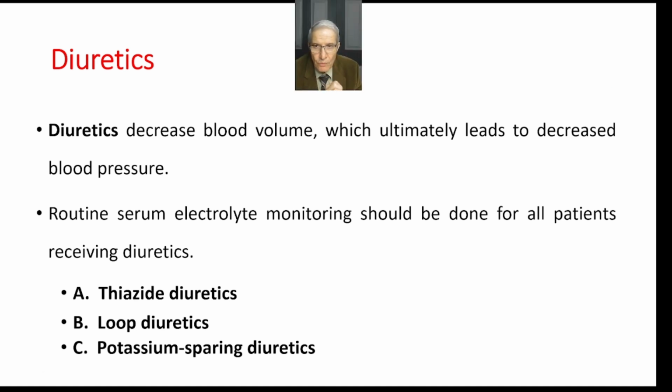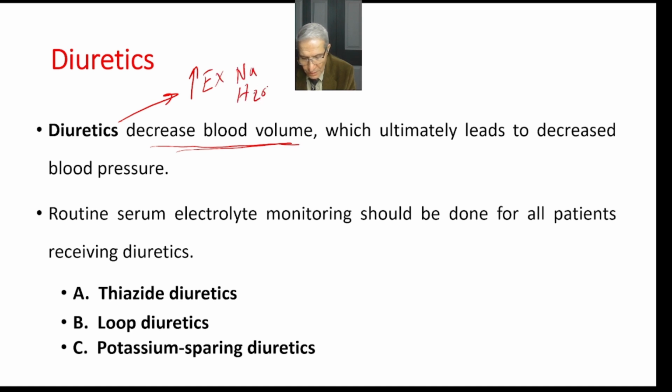Okay, the first group of medication used to treat hypertension: diuretic. Diuretic is a group of medication that decrease blood pressure, decrease blood volume, and this medication, we know, increases excretion of sodium and water in the urine, and this will lead to decreased blood volume. And from the equation, you know that this will lead to decreased cardiac output, and the result will be decreased blood pressure. Now we understand how the diuretic decreases blood pressure.